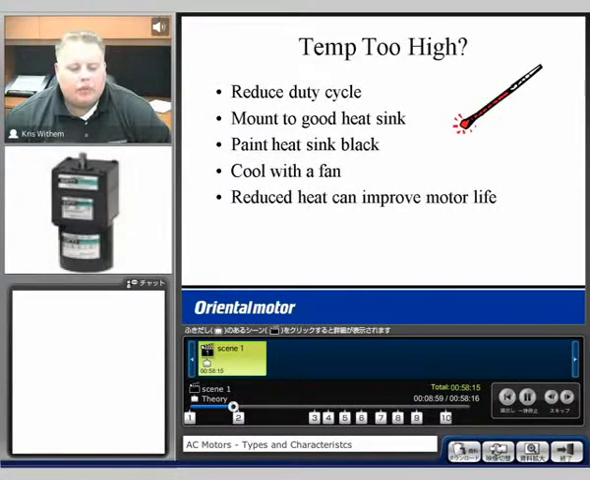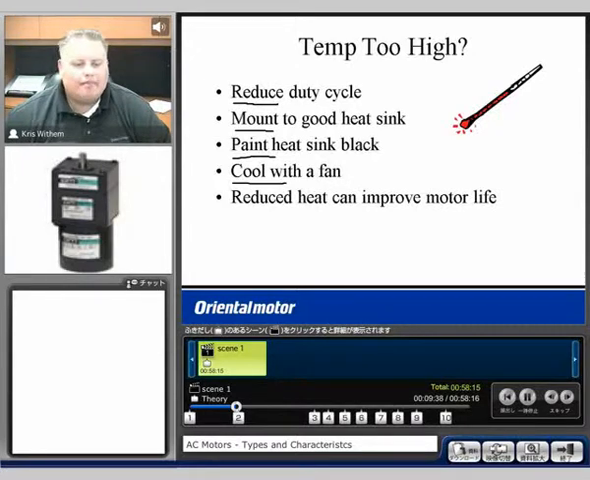If the temperature is too high, we do offer different ways to help counteract that. One way is to reduce the duty cycle. If you're running the motor all day, every day, and there's any time in between where the motor can just sit and dissipate heat, that's a good thing to do. A very popular thing to do is mount a heat sink to the motor and also paint the heat sink black. And in some cases, it may be required to cool them with a fan, like if they're in an electrical cabinet or in smaller, tighter areas. Fans can be used to help circulate and dissipate heat.